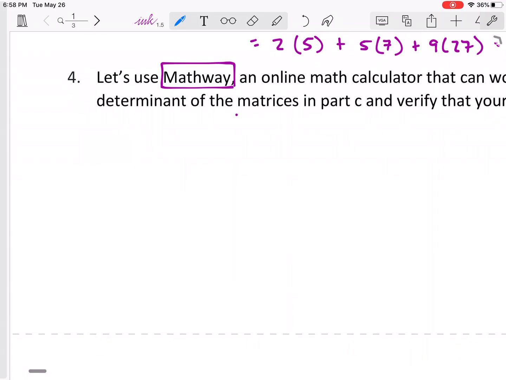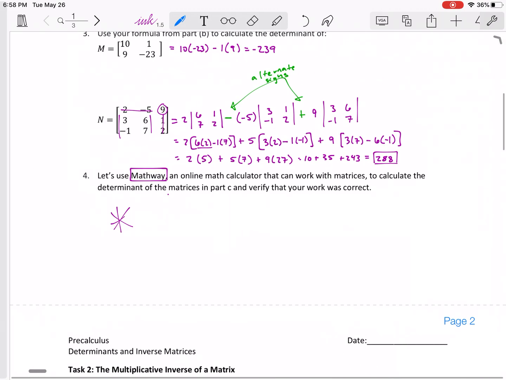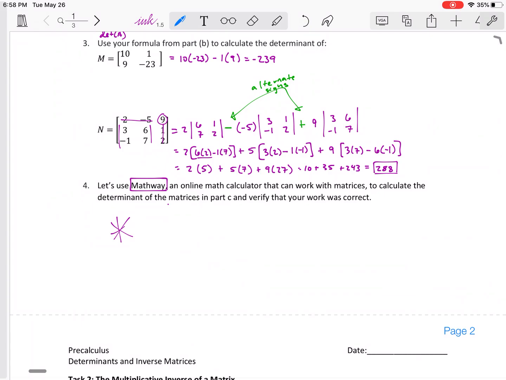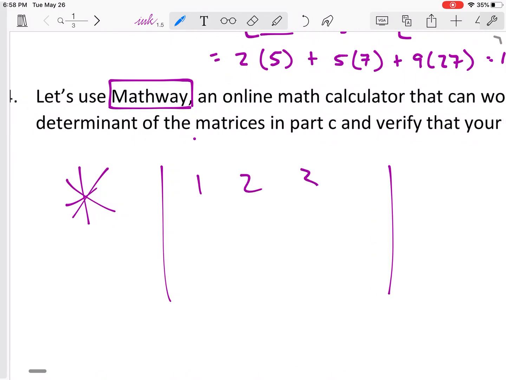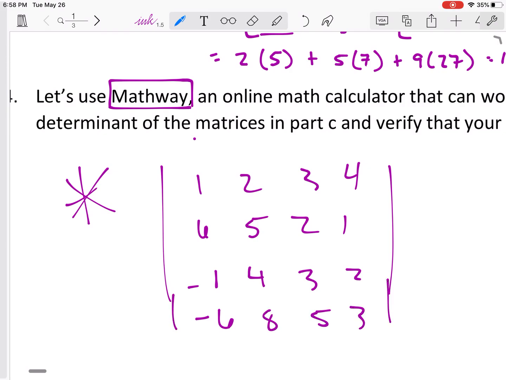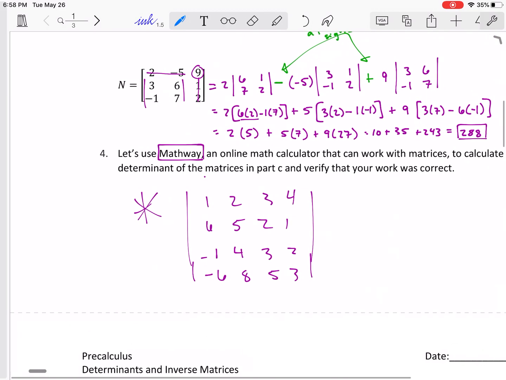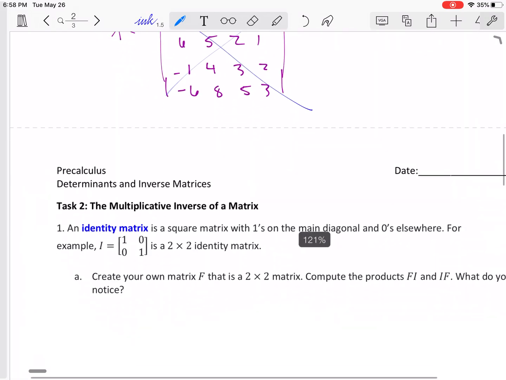So point is, this way is really great, especially when we have things larger than a 3 by 3. Imagine 4 by 4, 1, 2, 3, 4, 6, 5, 2, 1, negative 1, 4, 3, 2, negative 6, 8, 5, 3. Calculating the determinant of this, I have to take this term, ignore all of these, then I have to calculate the determinant of a 3 by 3 matrix and multiply this by that whole 3 by 3. What a mess. That would take a lifetime. I don't want to do that. Just put that in a calculator.